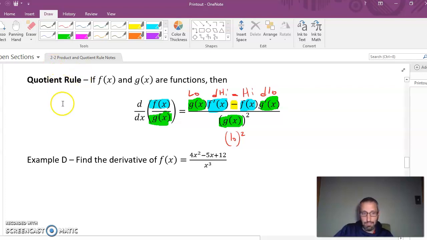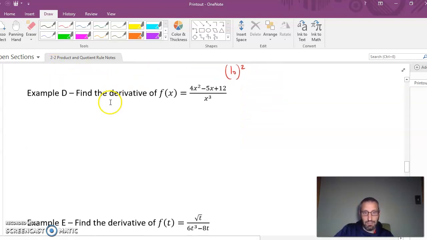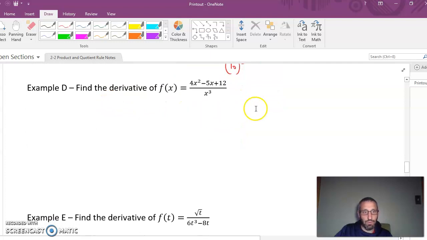All right, let's do example D. Not to be confused with derivative. Example D. We could call it example derivative, I guess, if we wanted to. Example derivative. Find the derivative of f of x if we get high function 4x to the second minus 5x plus 12 over low function x to the third power. All right, so let's do it.